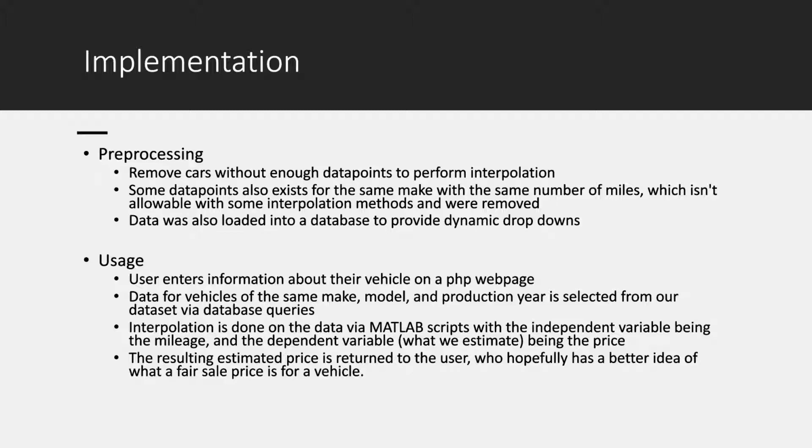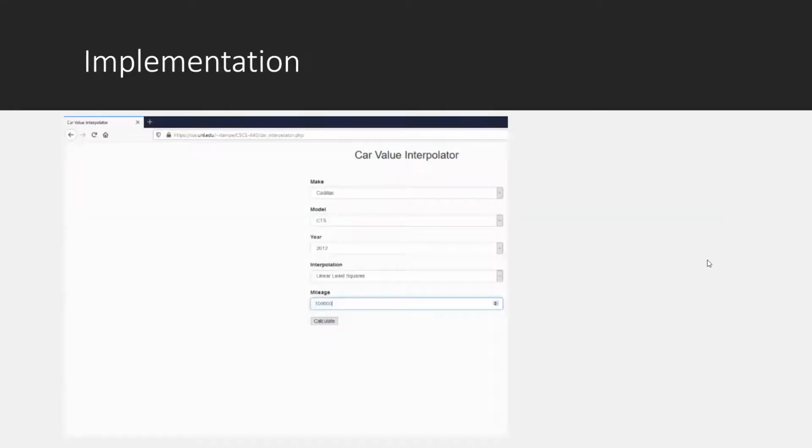I will demo this in a second, but the basic usage of our implementation is that a user enters information about their vehicle on a PHP web page. That looks kind of like this. So you can see here where they enter the make, model, year, and then they would select the interpolation method they would like to use, as well as enter the mileage of their vehicle.